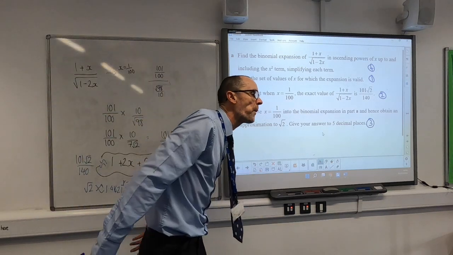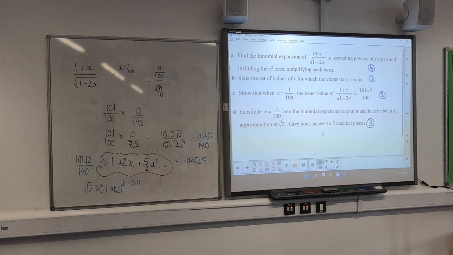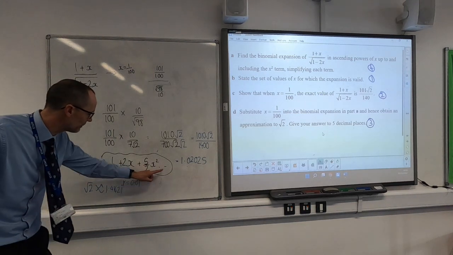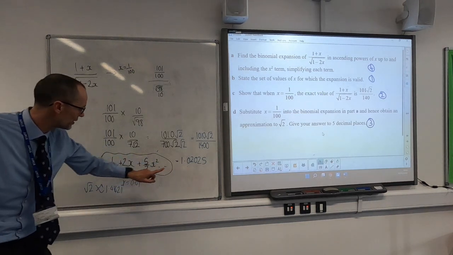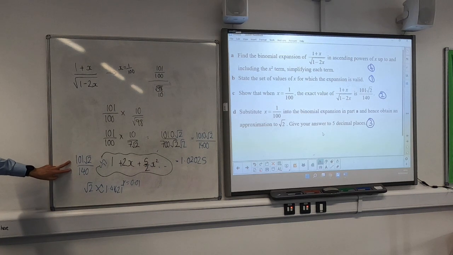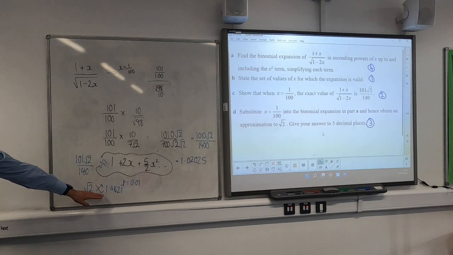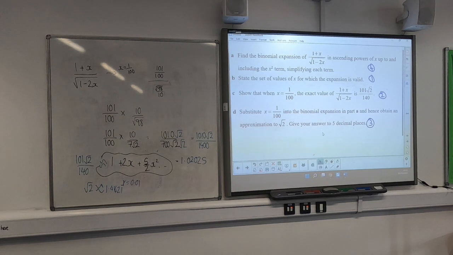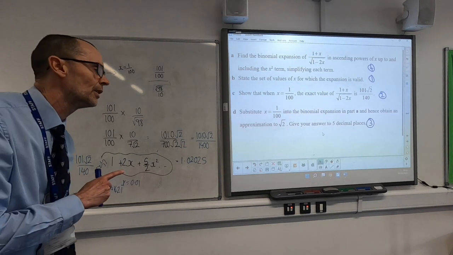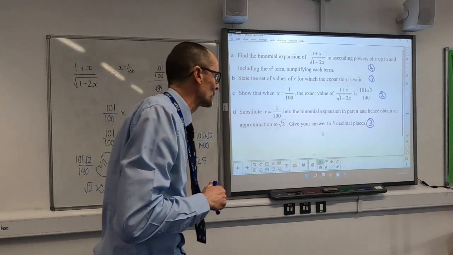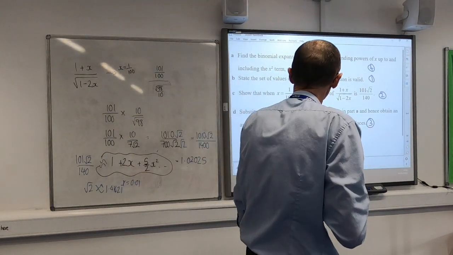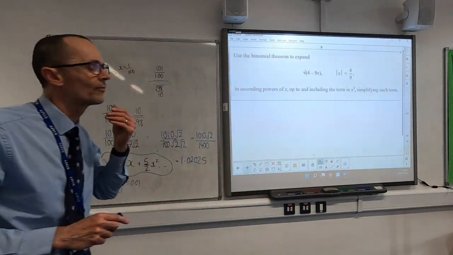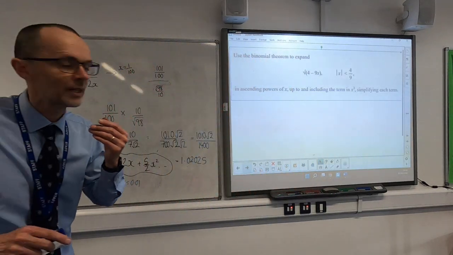What was our answer to D? So our answer to D, when I made x equal to 0.01, I got that. Yeah. So that is 101 root 2 divided by 140. So if I want to know what root 2 is, I just multiply by 140 and divide by 101, which gave me 1.4141. And when I work out the actual square root of 2, I get the same answer as far as 5 decimal places go. So is that error carrying forward on those questions as well?